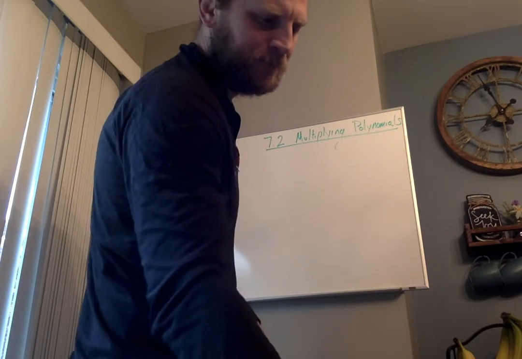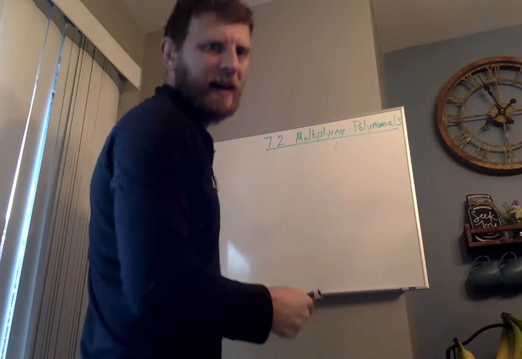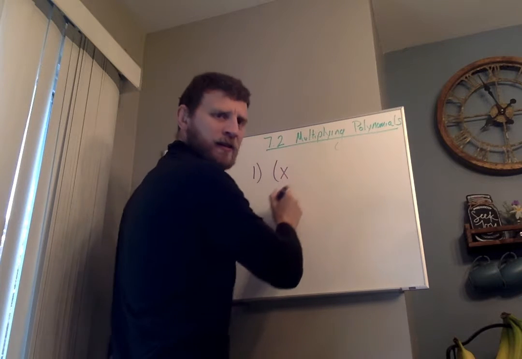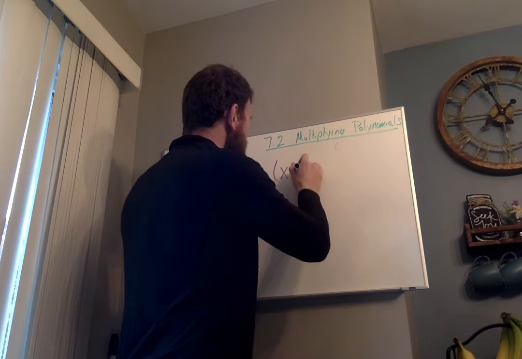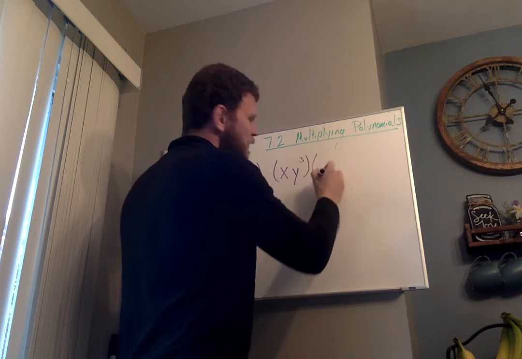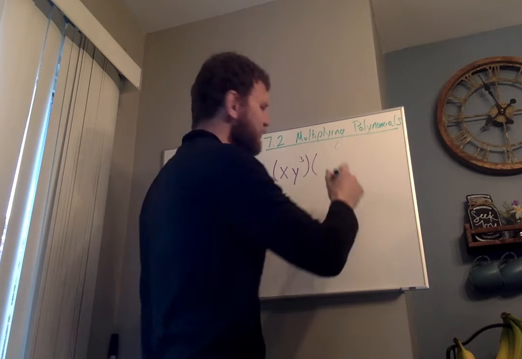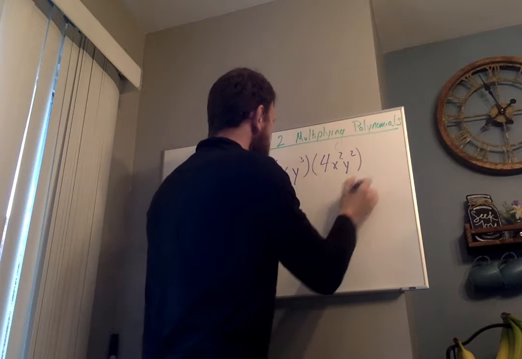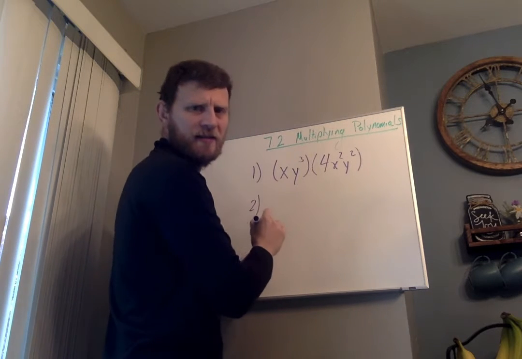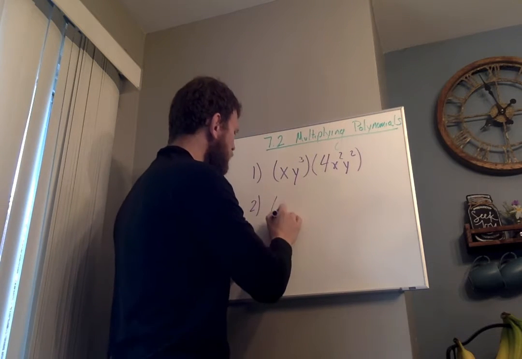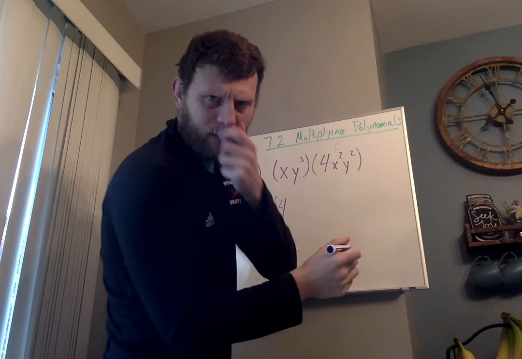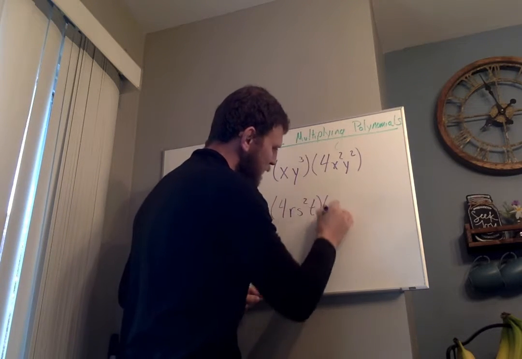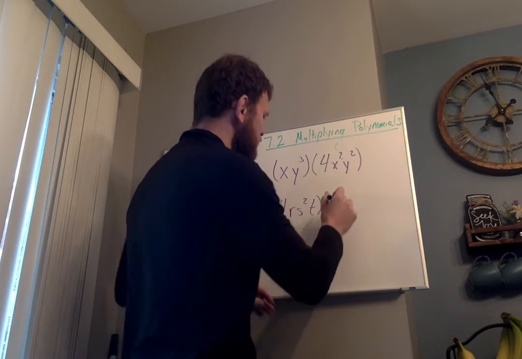So here we have number 1 is x y cubed times 4x squared y squared. Number 2 was 4 r s squared t times 3st.